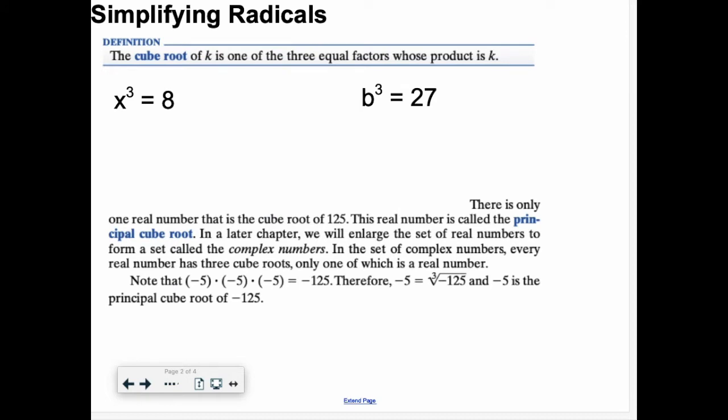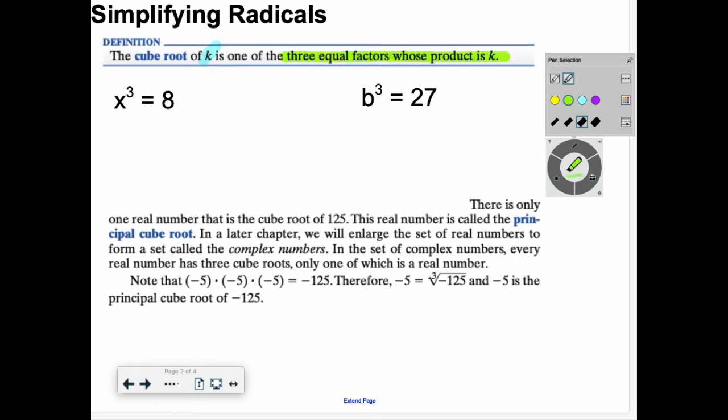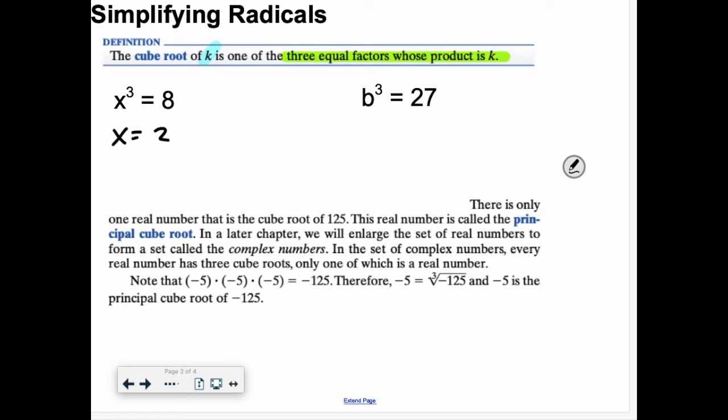So cube root, something else that you've seen before, I know it. The cube root of k, again, k here is meaning some number k, is one of the three equal factors whose product is k. And again, three equal factors whose product is k. We're talking about multiplication here still. So if I have x to the third equals 8, well, that means that x is equal to 2. And I can do a check, 2 times 2 times 2, well, that's just equal to 8. Over here, if b to the third power is 27, well, that means that b is equal to 3. And I can do a check, 3 times 3 times 3 is going to be 27.